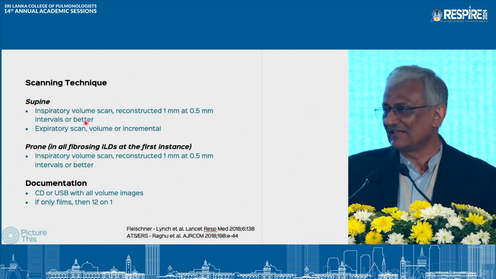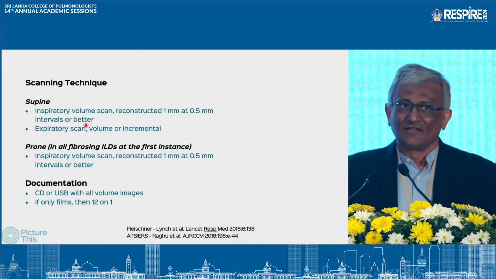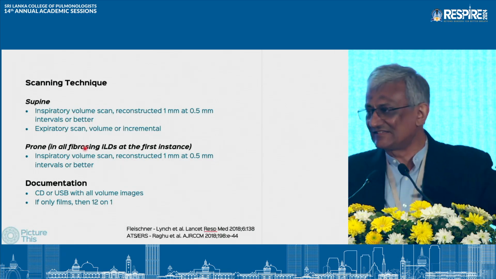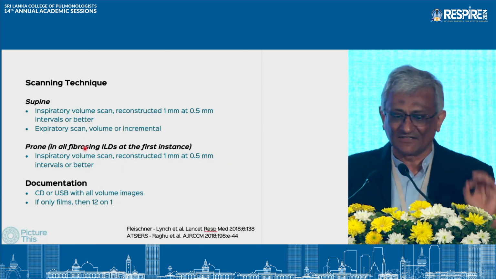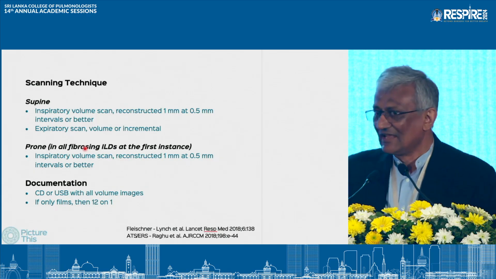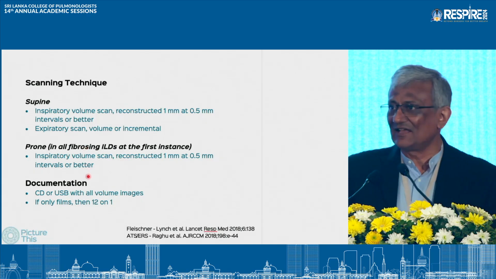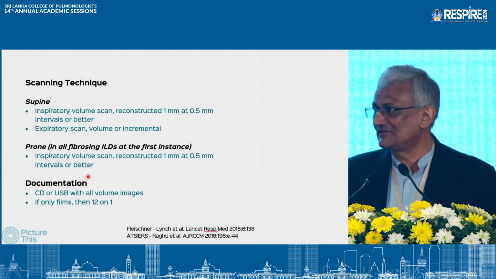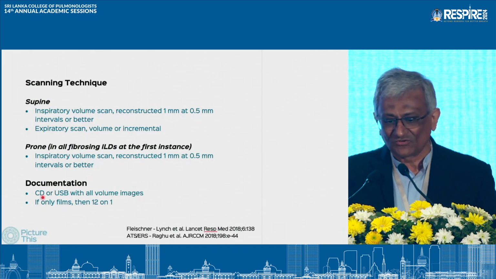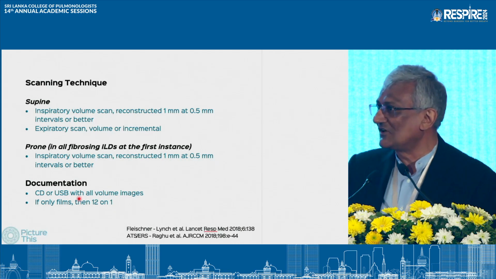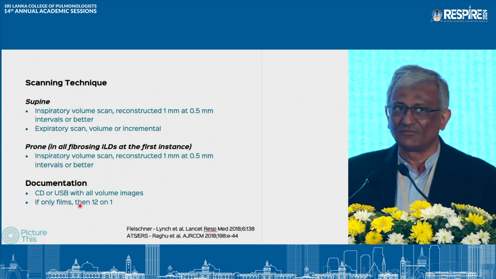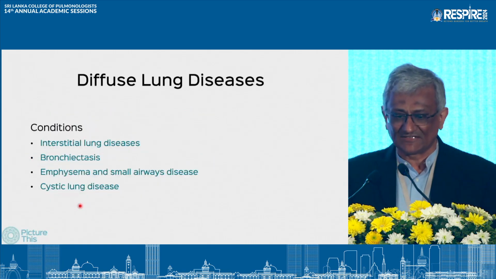You also need an expiratory scan. Now, if you have interstitial lung disease, at the first instance, a prone study needs to be done. And given the fact that we still have films being documented in most parts of South Asia, we should also be able to give soft copy images or links, etc. And if you're filming, then 12-on-1 to be able to see things well.